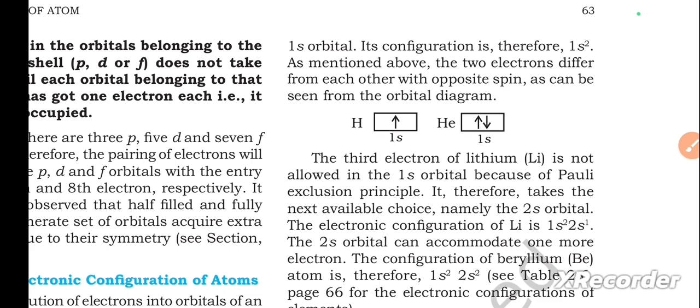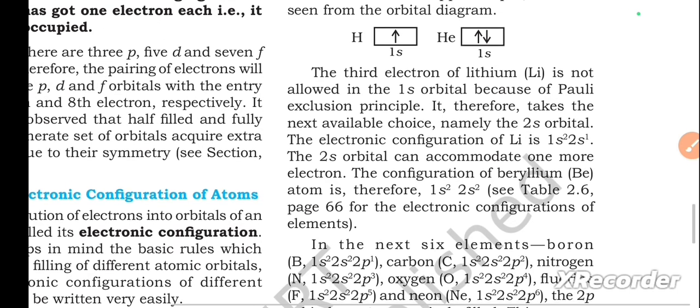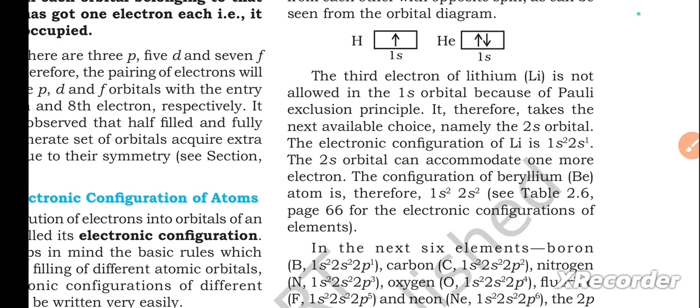As mentioned above, the two electrons differ from each other with opposite spin, as can be seen from the orbital diagram. The third electron of lithium is not allowed in the 1s orbital because of the Pauli exclusion principle. It therefore takes the next available choice, namely the 2s orbital. The electronic configuration of Li, that is lithium, is 1s² 2s¹. The 2s orbital can accommodate one more electron. The configuration of the beryllium atom is therefore 1s² 2s².